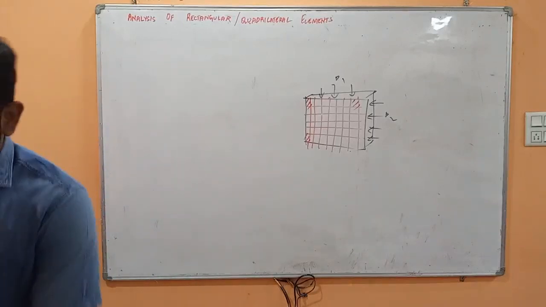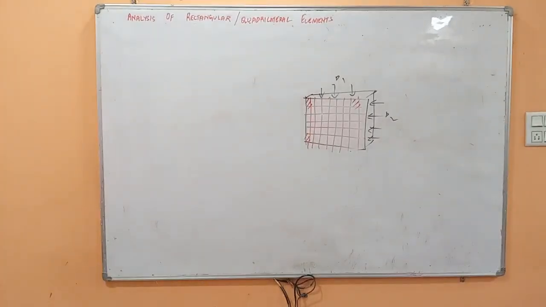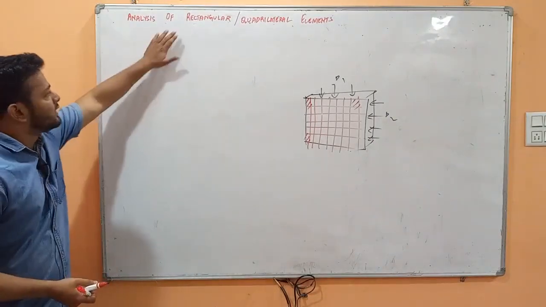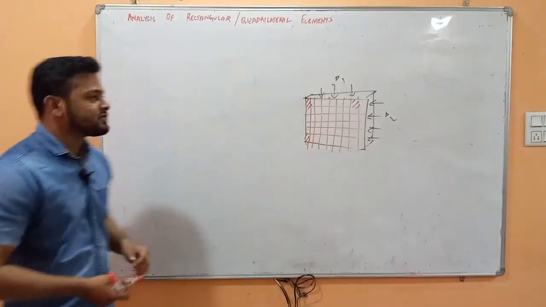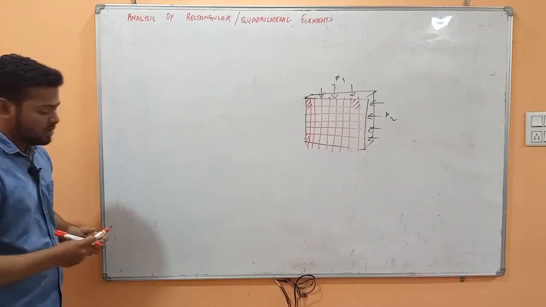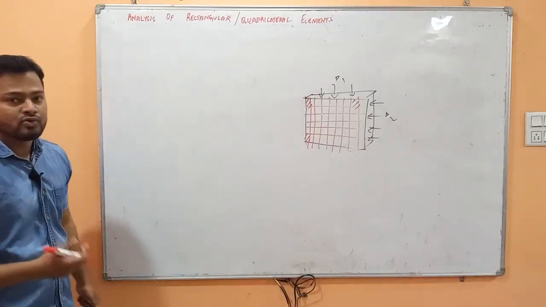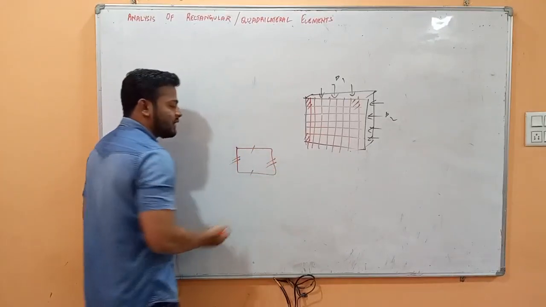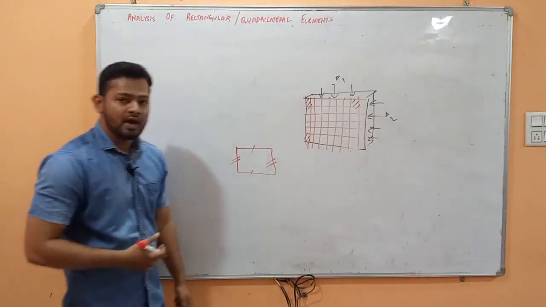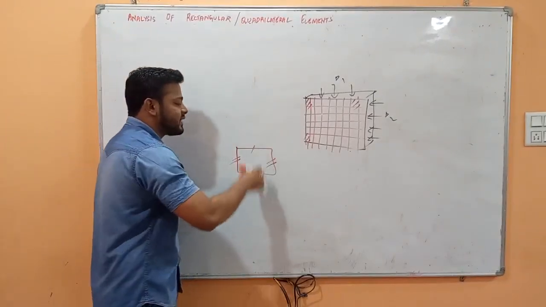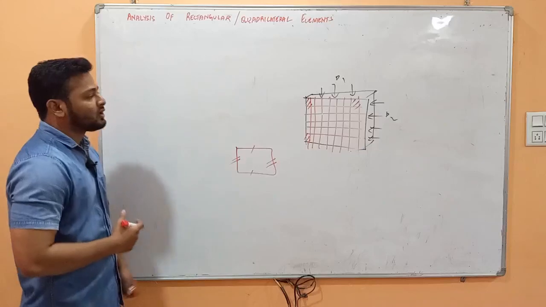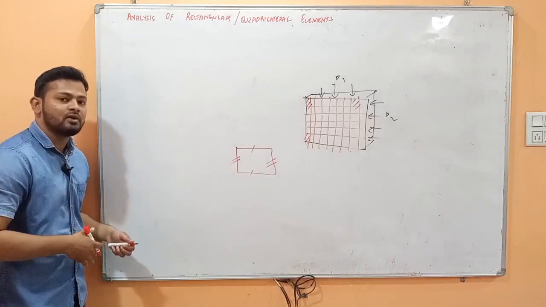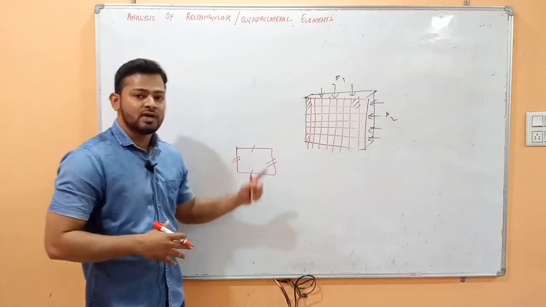In this type of analysis where we have plates and sheets, we are going to make use of rectangular or quadrilateral elements. And what's the difference between a rectangle and a quadrilateral? A rectangle has opposite sides equal. A quadrilateral also has four sides, but the sides might all be different. Those four sides may or may not be the same. Any shape which has four sides is a quadrilateral.